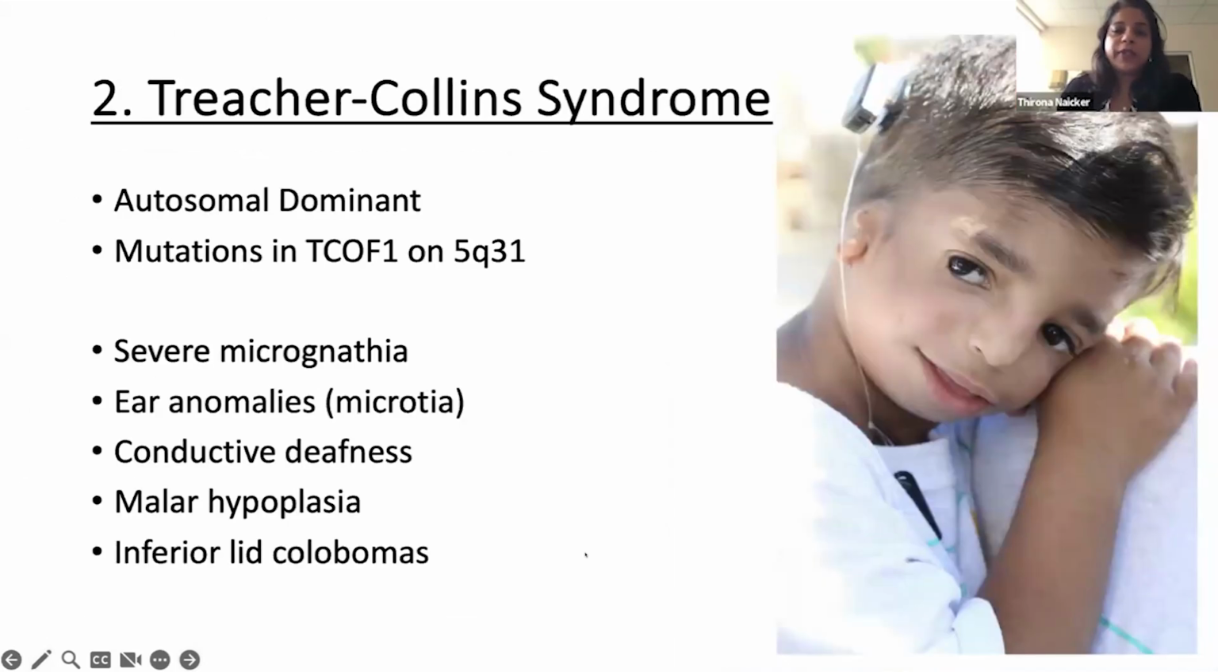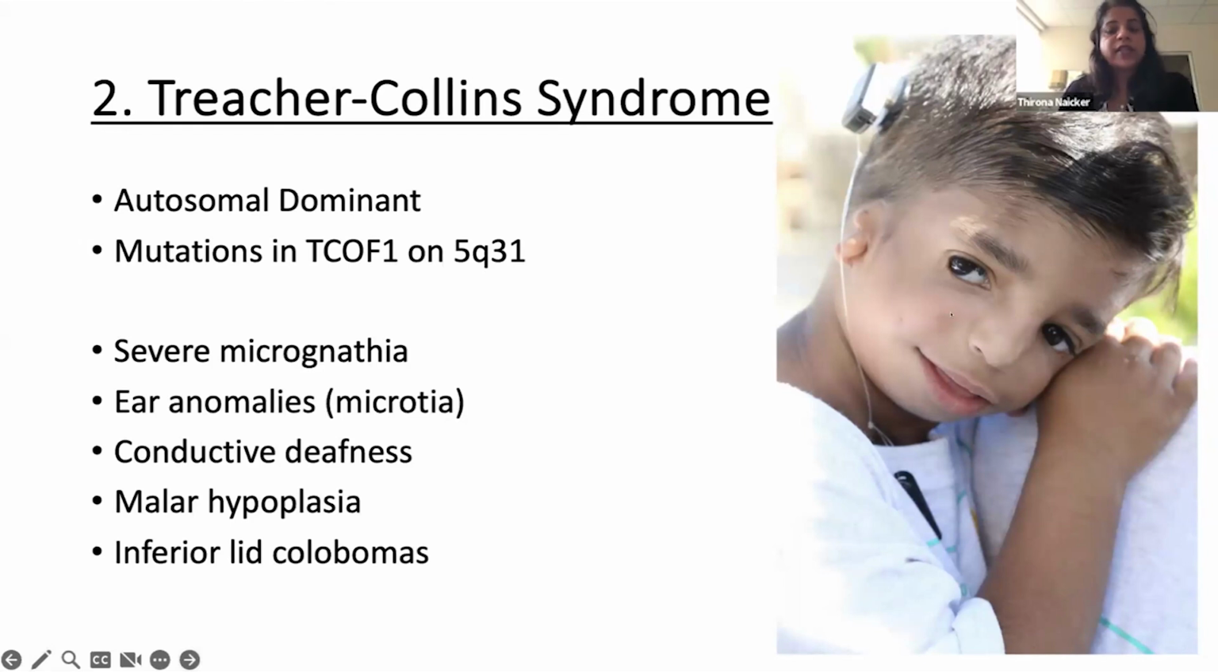The next syndrome I want to show you is something called Treacher Collins syndrome, also autosomal dominant like the previous one. Mutations occur in the TCOF1 gene, which is on chromosome 5. And the features are you sometimes can get a very small jaw, so severe micrognathia, ear abnormalities where the ear is malformed, microtia, because of this conductive deafness.